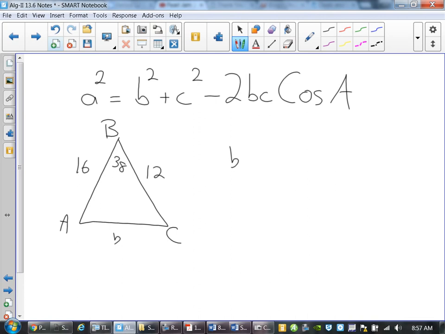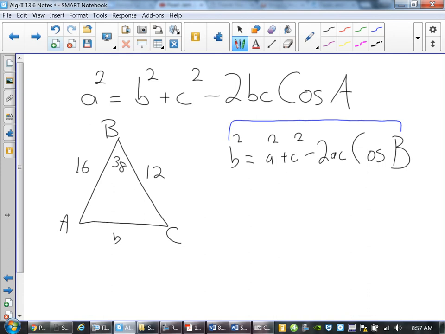So little b squared is going to equal the other 2 sides that I have, squared, minus 2 times those sides, times the cosine of the given angle. Again, see how those pair up. What values do you know? Well, I know little a, little c, and big B. So we get 12 squared plus 16 squared minus 2 times 12 times 16 times the cosine of 38. Are there any variables on this side of the equation at all? No. This is the one that makes you really happy, because what do you have to do? Plug it in. Press buttons.